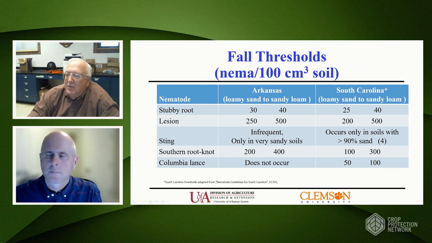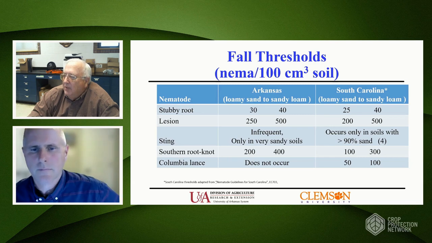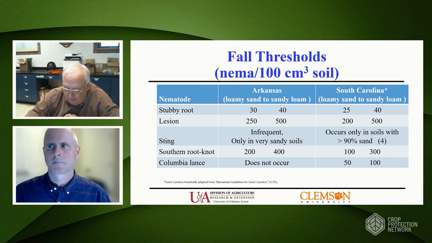But you can see there's an immense difference in the number of stubby root it takes to cause damage versus something like sting, which you're probably not going to find in Arkansas. And that is one where if you find any, you're going to have a problem. Of course, you're already in a field that's 90% sand and probably has yield limited in what you can produce. So thresholds are a great tool to project what's going on in your next crop, and even help you choose what crop to grow the next time around. So that's what we wanted to talk about there.